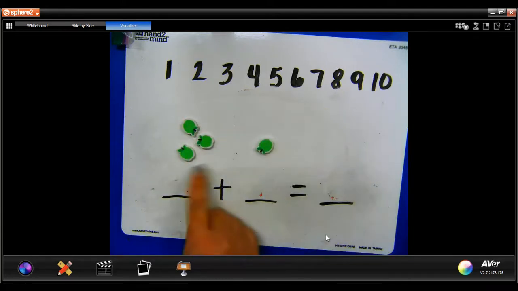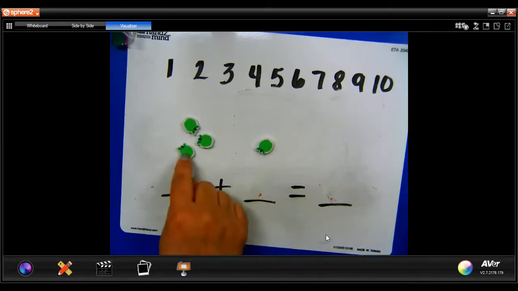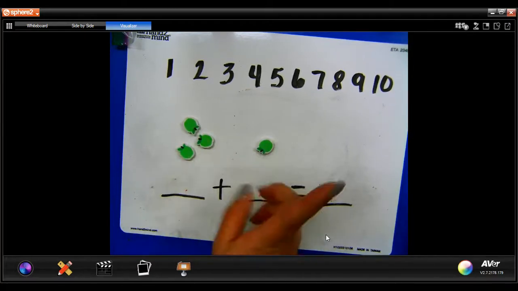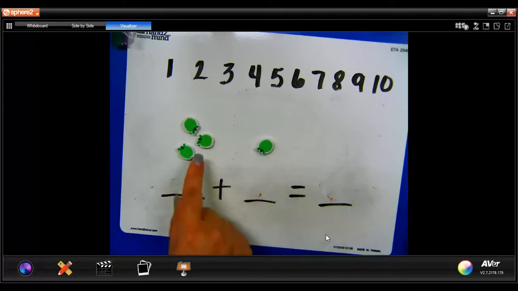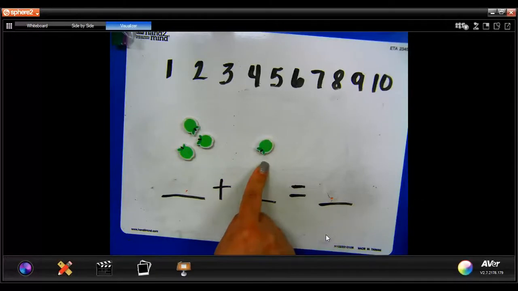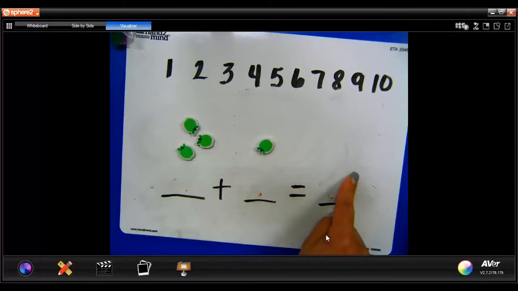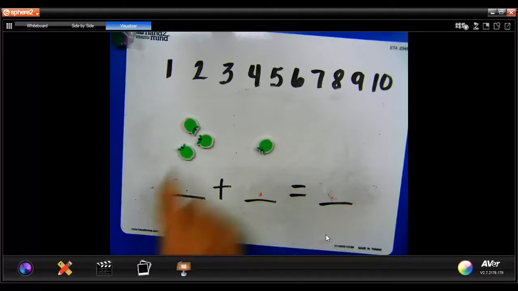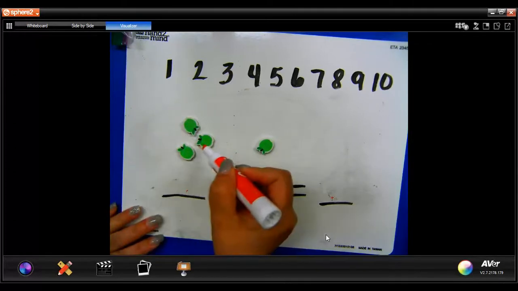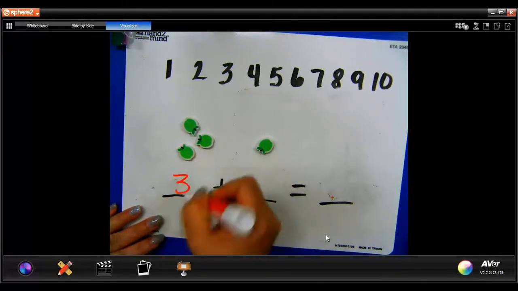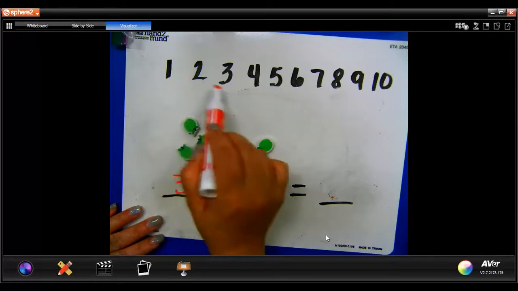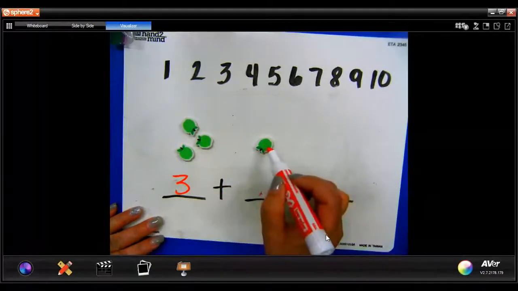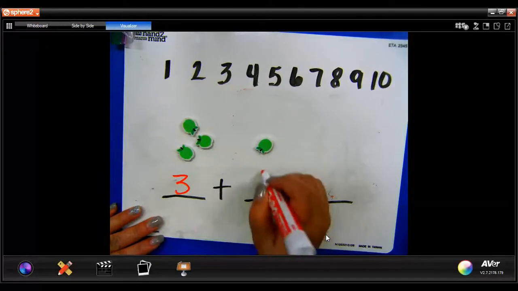Okay, so here we have 1, 2, 3 apples, and here we have 1 apple. So a good word problem for this picture would be, I had 3 green apples and my mom gave me 1 more green apple. How many apples do I have in total? So let's start working on our addition sentence. So remember, we're going to count this to get this number. 1, 2, 3. That's number 3, or you can look it up here. 1, 2, 3. That's number 3. And then we have 1. So we're going to write 1.